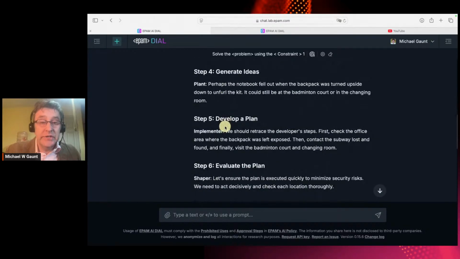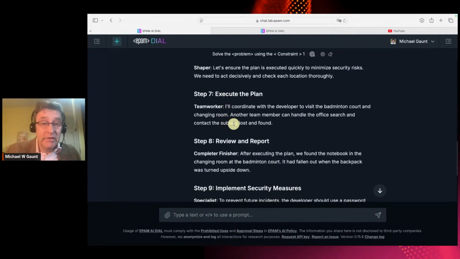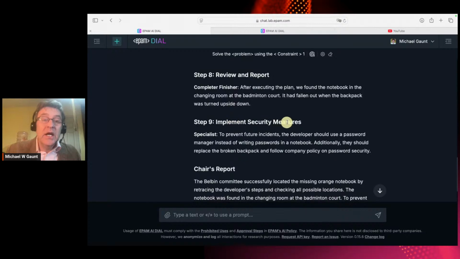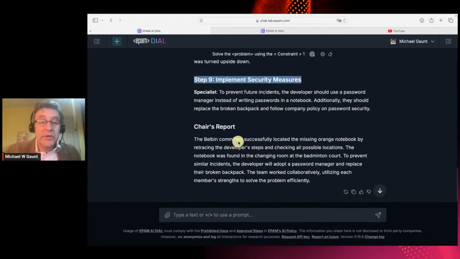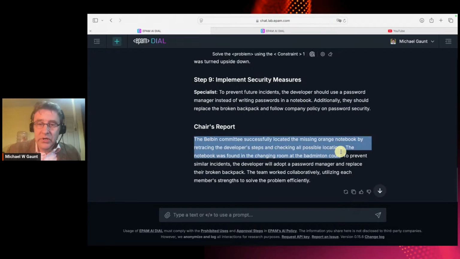It's generating ideas. It's developing a plan, evaluating, executing a plan. And then it's come up with a key idea that after all this thought process, it needs to implement security measures. And that's key to this solution. It will then give us a chair's report. So the chair's report is, we don't really know. Okay, the chair's report is here.